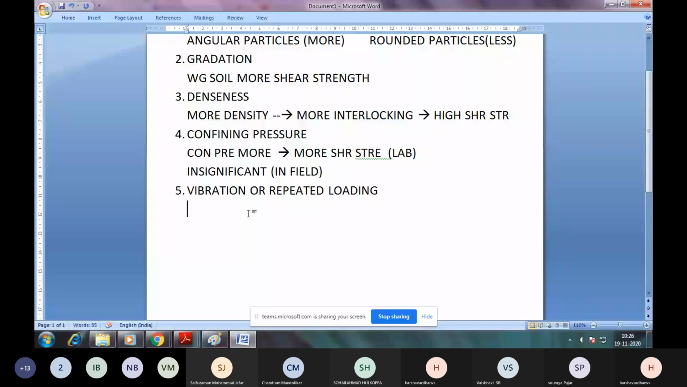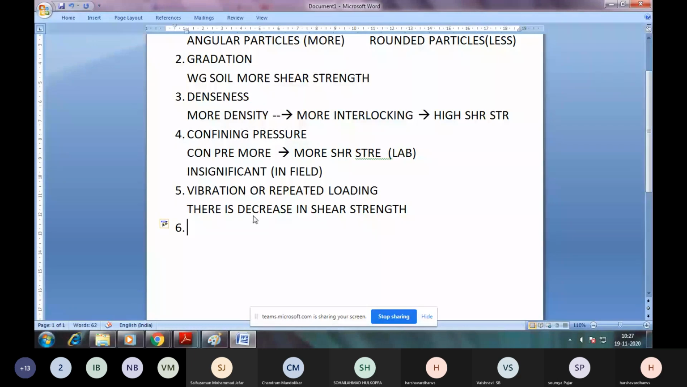When there is vibration or repeated loading, as in the case of vibroflotation, obviously the shear strength is going to decrease. There is a decrease in shear strength because of vibration and repeated loading.